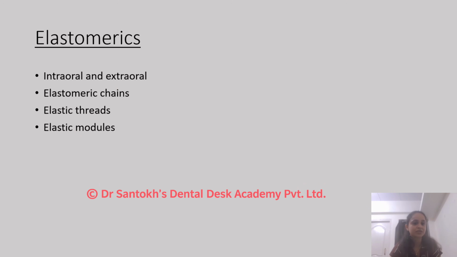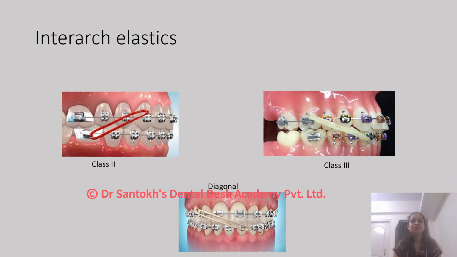So elastomerics are classified as either worn intraoral or extraoral. There can be elastomeric chains, threads, or modules. We'll see. Okay, so these are the inter-arch elastics. What does inter-arch mean? It is between the two arches. So you can see class 2 elastic, which is given from the maxillary canine to your mandibular molar. So this is your class 2 elastics. Class 3 elastics are given from the mandibular canine to your maxillary molar.